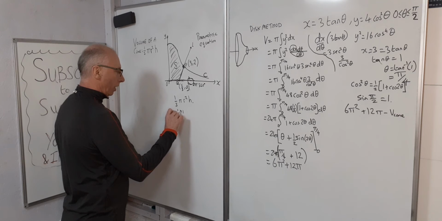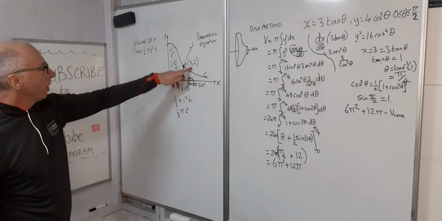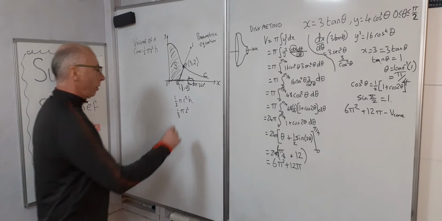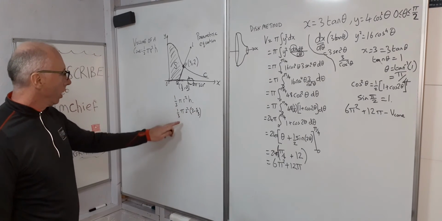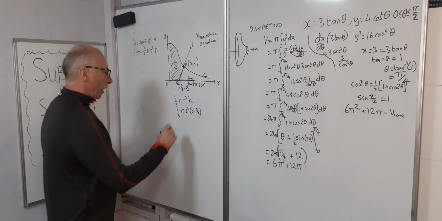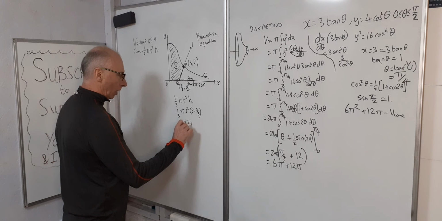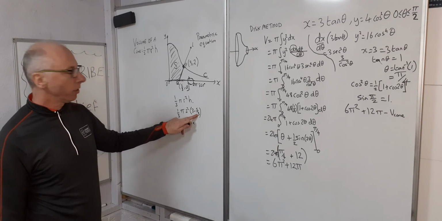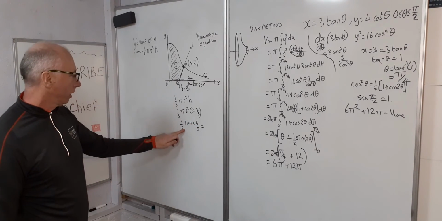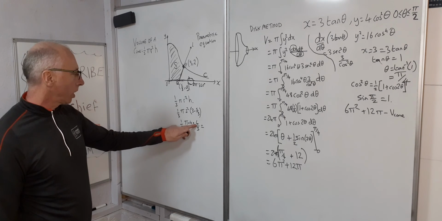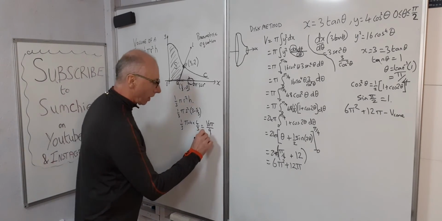So 1/3 pi, 2 squared. Now the height changes. So it goes from 3 to 5 over 3. So all we're doing here now is plugging in 3 minus 5 over 3. Okay, let's see what we get here now. So 1/3 pi times 4 times 3 minus 5/3. 3 minus 5/3 is 4/3. Okay, let's do this quick. 1 times pi times 4 times 4, that's 16 pi. 3 times 3 is 9.